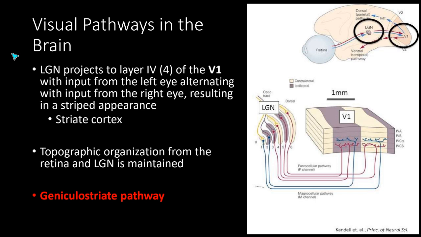So let's look at this. We've got input from the left eye alternating with input from the right eye. And this is what gives the visual cortex a striped appearance when it is stained. And this is why it's sometimes called the striate cortex as well. So primary visual cortex, V1, striate cortex, all mean the same thing.